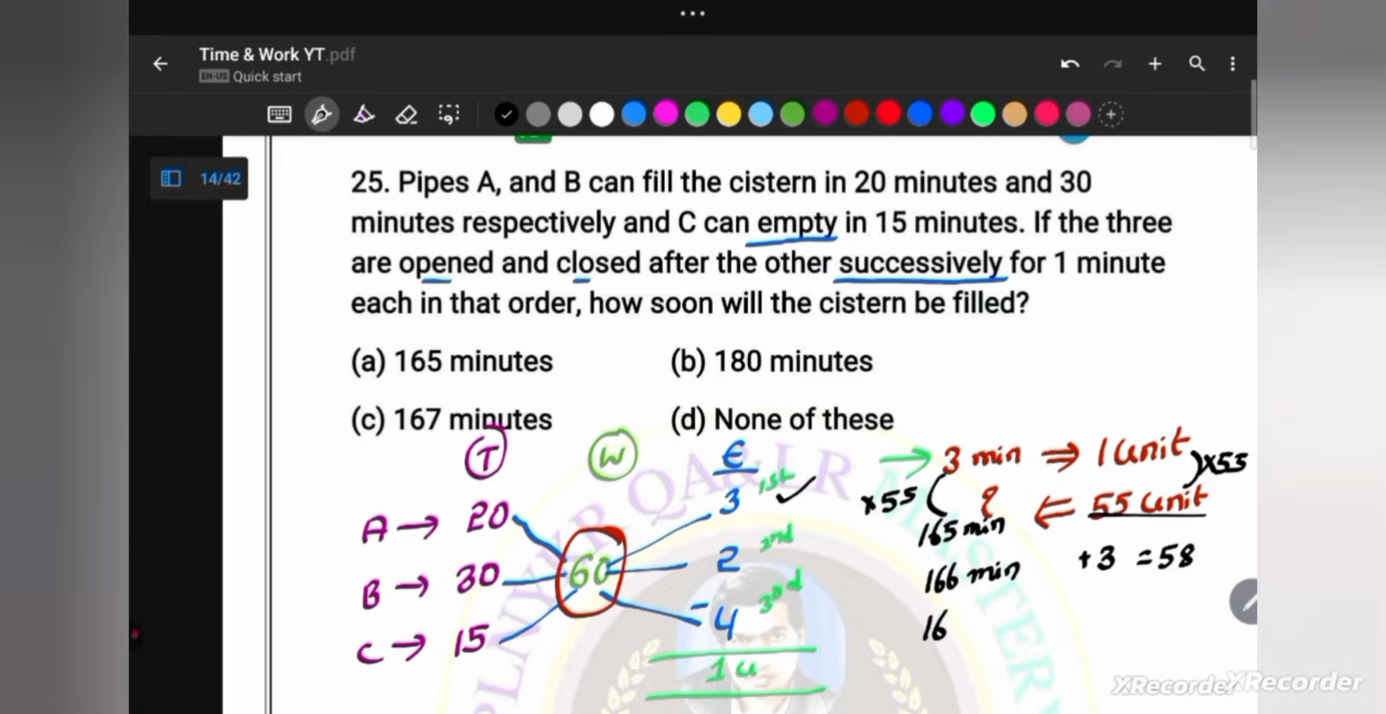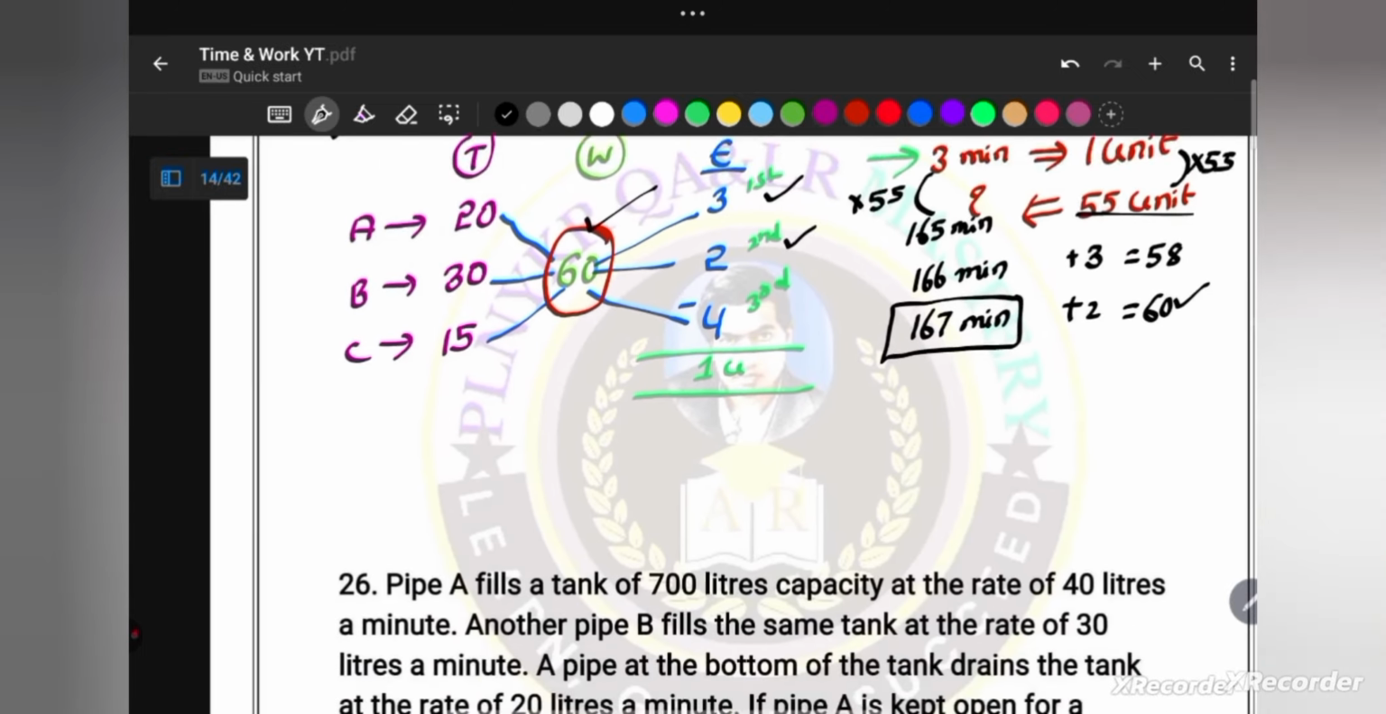In the 167th minute, because A, B, C are working alternately, right? B will be working, that means plus 2, it will be equal to 60. Our task is to complete the 60, right? So at the end of 167 minutes, our task will be completed. So option C. We'll be moving on to the next question.